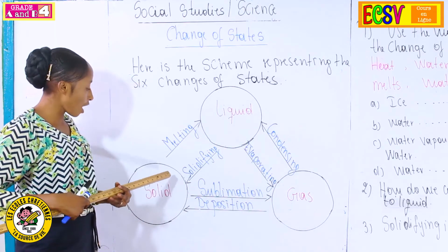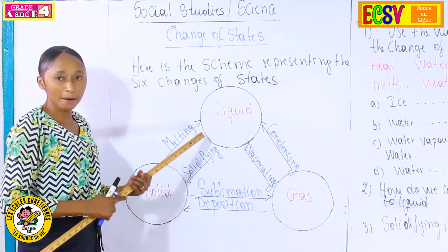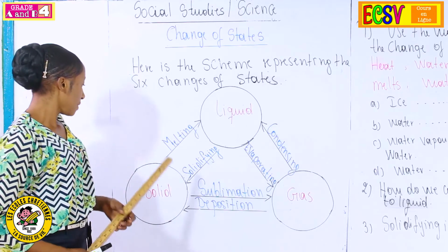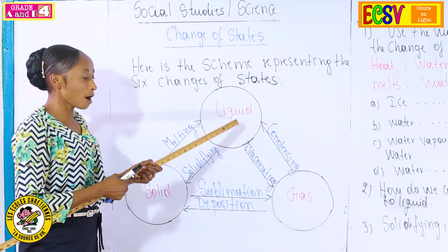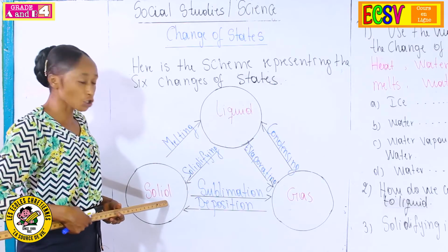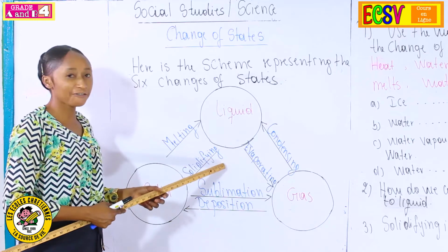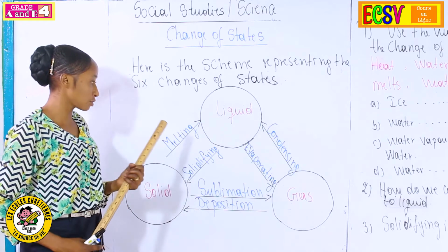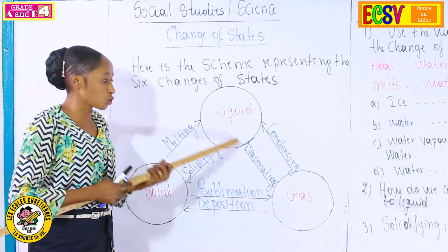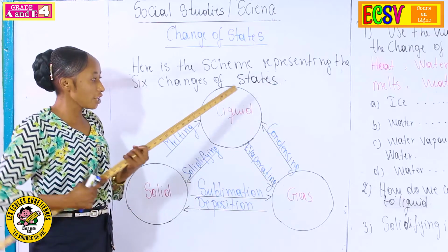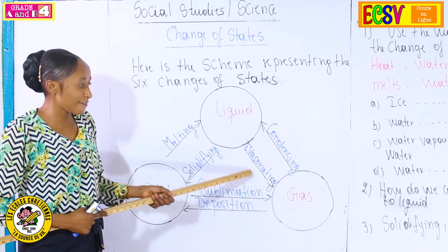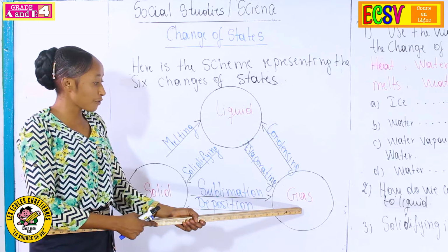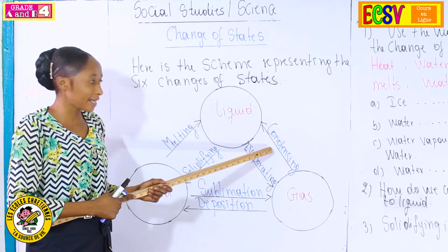The change from solid to liquid is melting, already explained in the previous lesson. Now the change from liquid to solid, we call it solidifying. I explained very well, giving different examples. And here is liquid to gas. The change from liquid to gas is called evaporating. And the change from gas to liquid is condensing.